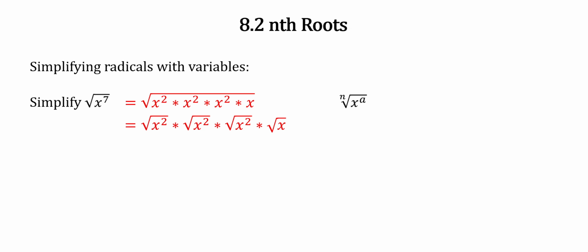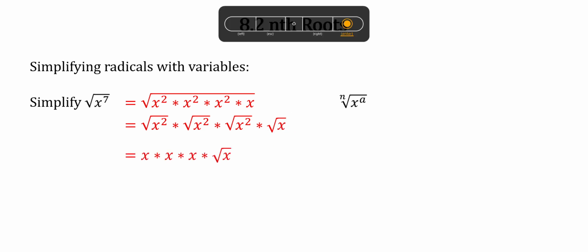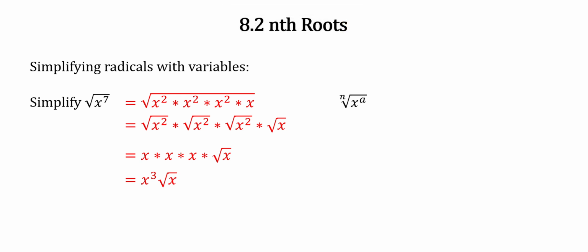radicals. Now, what is the square root of x squared? It's just x. Square root of x squared, just x. So I have x times the square root of x. So I have x to the 3rd times the square root of x. The idea is we have an unwritten number right here, and you can just do that. 7 divided by 2 is 3 with 1 left over. That's basically all you're going to do every time.